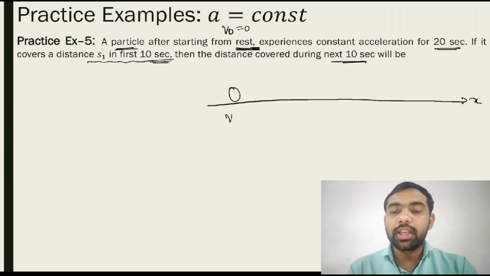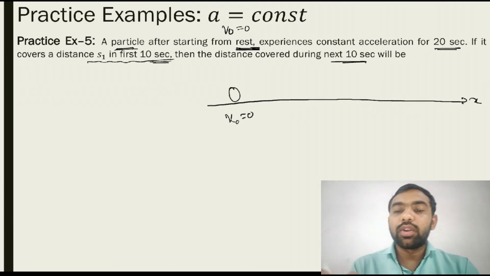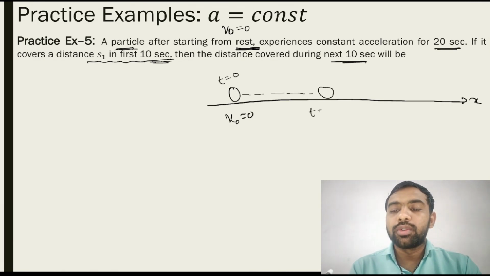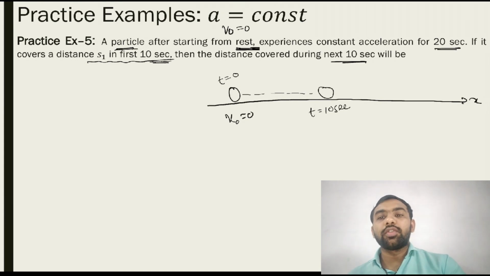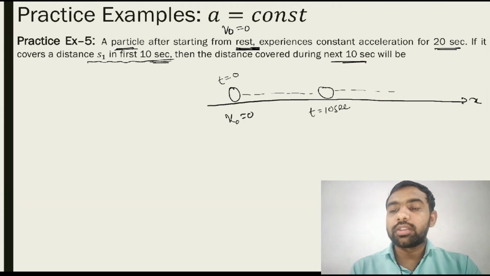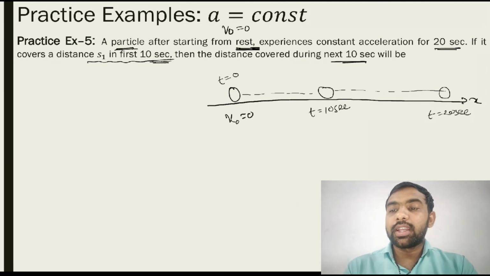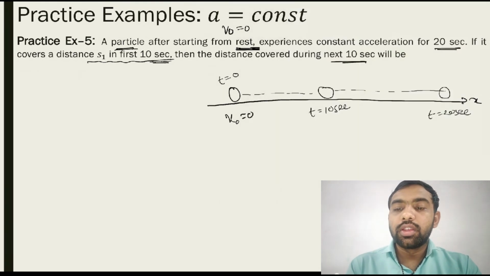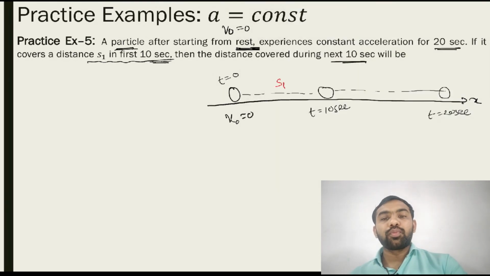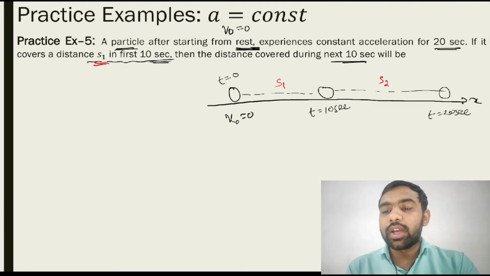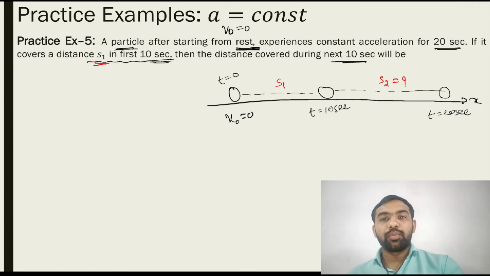On the x-axis the particle is somewhere here, x0 is equal to what? 0, at time T is equal to 0. It's moving somewhere here, suppose at T is equal to 10 seconds the object is somewhere here. Again this particle is moving in the same direction, and consider this T is equal to 20 seconds. So some data are given to us. This distance is S1, which is given. So consider this distance is S2, to be found for the next 10 seconds.